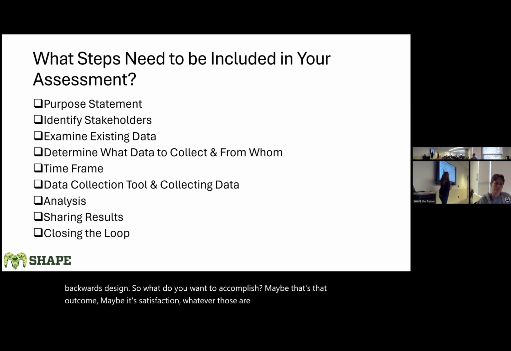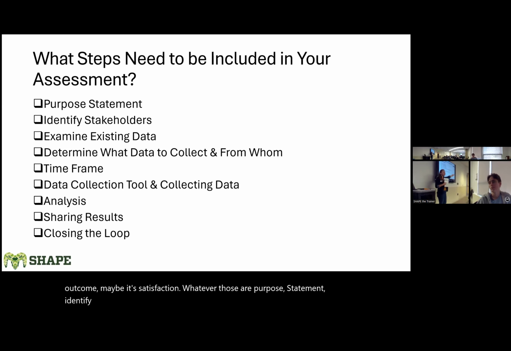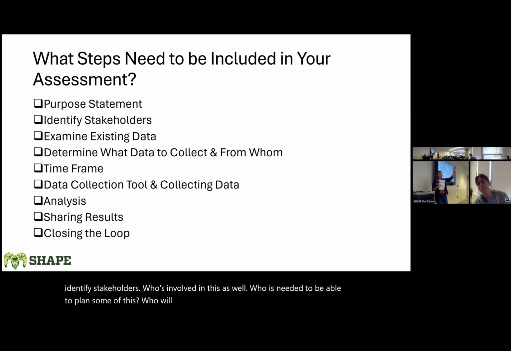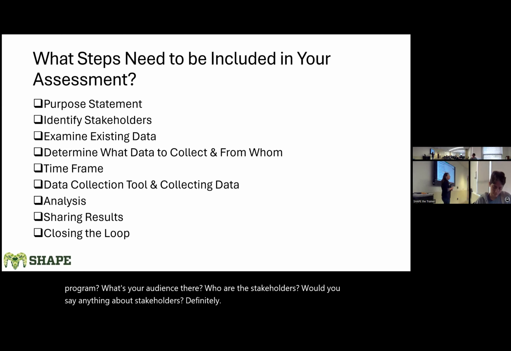Maybe that's the outcome, maybe it's satisfaction, whatever those are. Purpose statement. Identify stakeholders. Who's involved in this as well? Who is needed to be able to plan some of this? Who will you assess when this is part of it? What program? What's your audience there? Who are the stakeholders? Would you say anything about stakeholders differently? But later, go ahead. Okay, examine existing data.